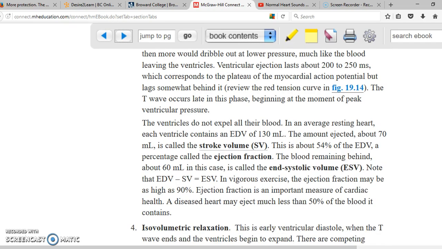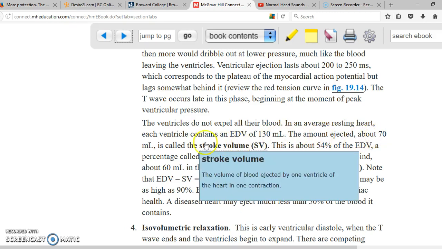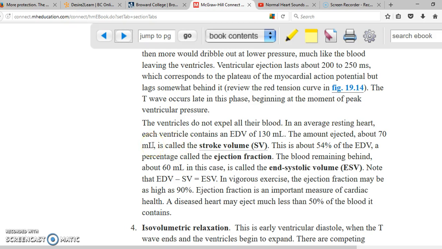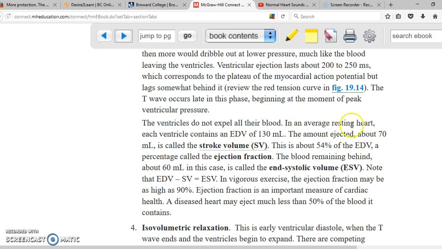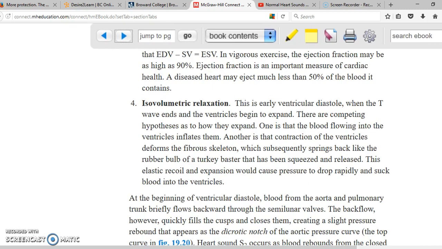Before we go to the next one, isovolumetric relaxation, as I said, we have 130 milliliters. That's the amount of blood that you have in the ventricle before it pumps it out. But the amount ejected, as you can see here, is only 70 milliliters. So basically, you are going to eject a little bit more than 50% of the total amount of blood that you have in the ventricle. This amount that gets ejected is called the stroke volume. You should remember that.